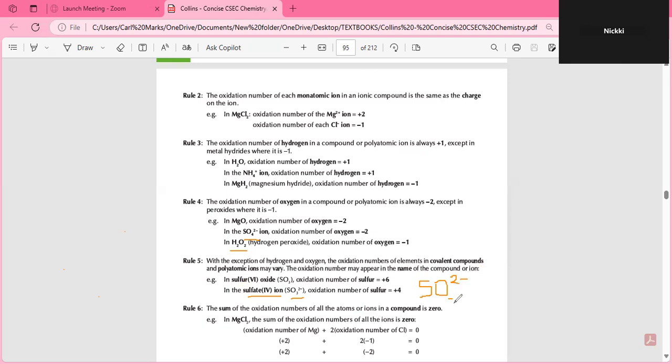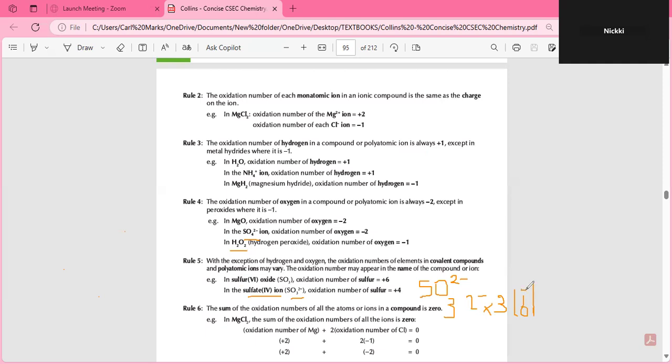All right, good. We know that oxygen is normally 2-, right? And if it's 2- times 3, how many negatives are needed to cancel out the positives? How many negatives in all do we have in this compound? 2- times 3. Six negatives, right?